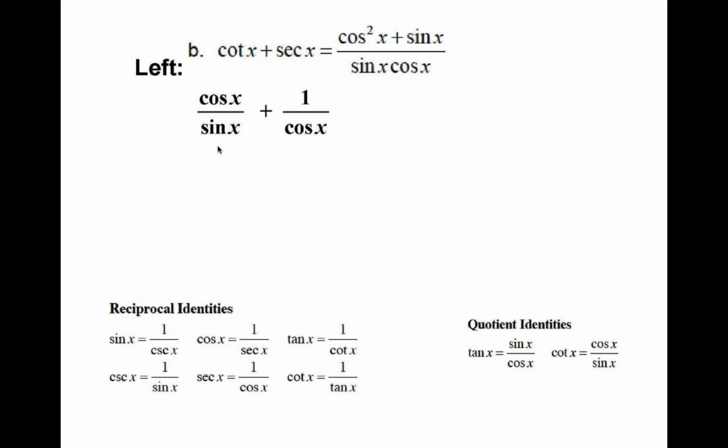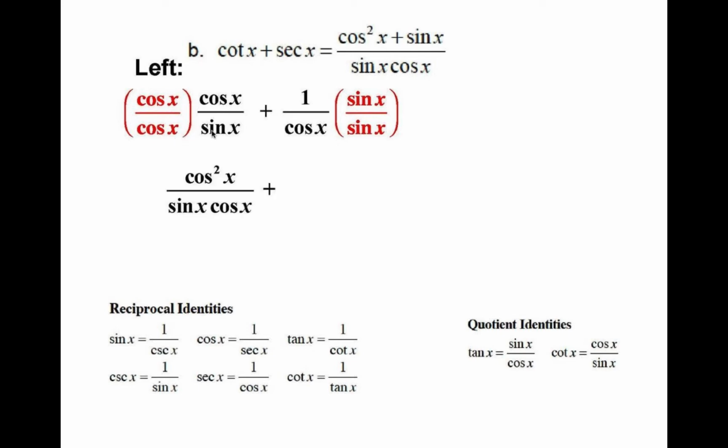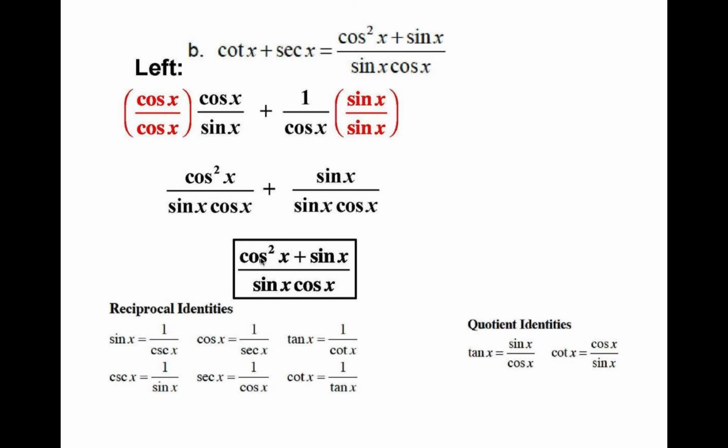You need a common denominator, so I'm going to multiply this one by cosine x over cosine x. This one needs to get multiplied by sine x over sine x. So by doing that, I have cosine x times cosine x, which is cosine squared x, over sine x cosine x. And then plus 1 times sine of x is the sine of x, over sine x cosine x. Now that you have a common denominator, you can add the tops. Cosine squared x plus sine x over my common denominator. And that's the right side, it checks.